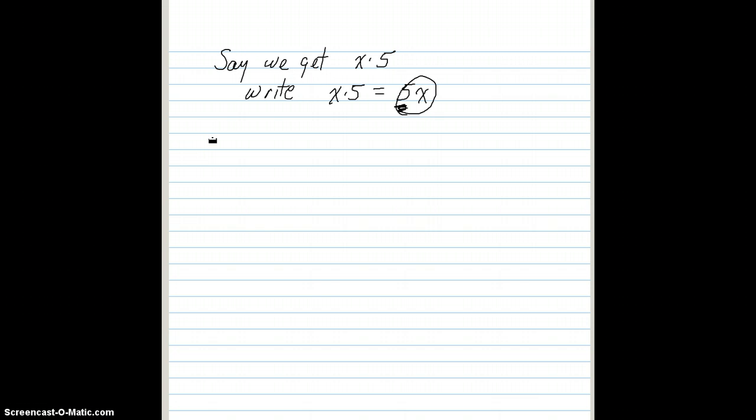The next property we have is called the associative property. Right? With the commutative property, we needed two things. With the associative property, we need 3 things. You'll see what they are here.